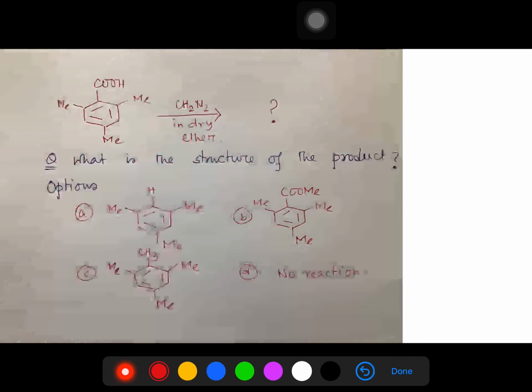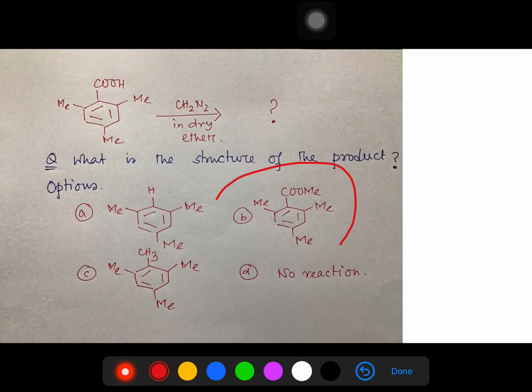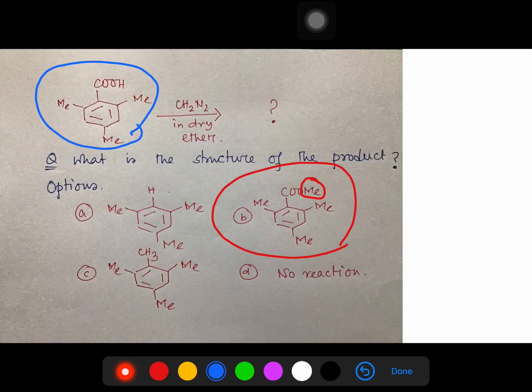Okay, so what is the answer of this question? The answer is this one. Okay, so what have we learned today? We have learned two things. Point number 1, esterification of carboxylic acid using diazomethane, which results in methyl ester preparation. Point number 2, acidity of this mesitoic acid system. Okay, so this is the overall discussion for today.